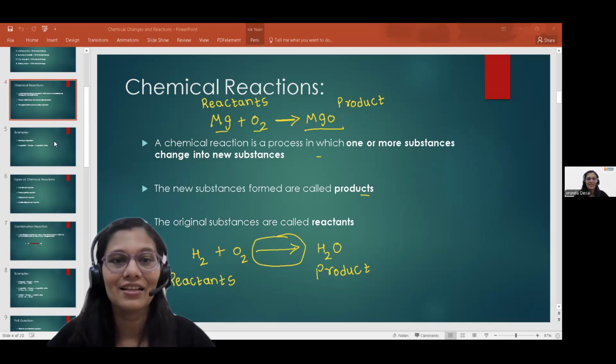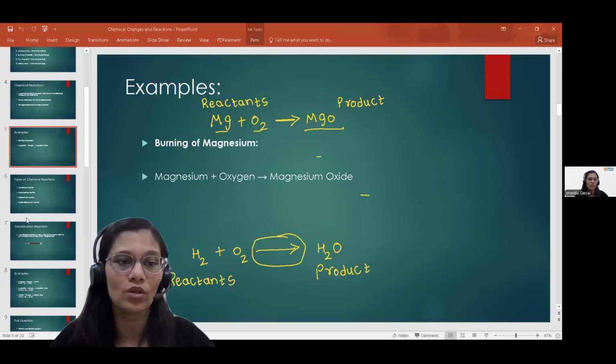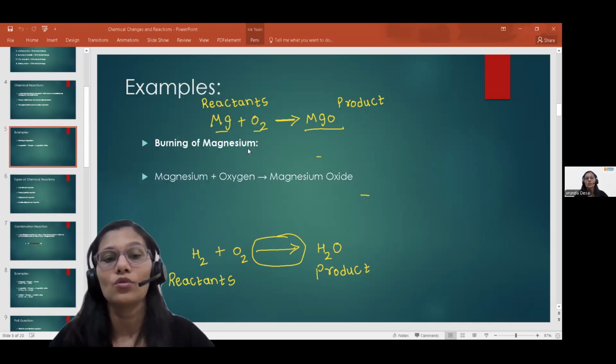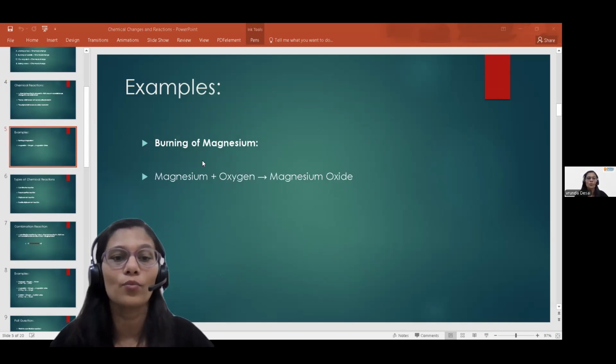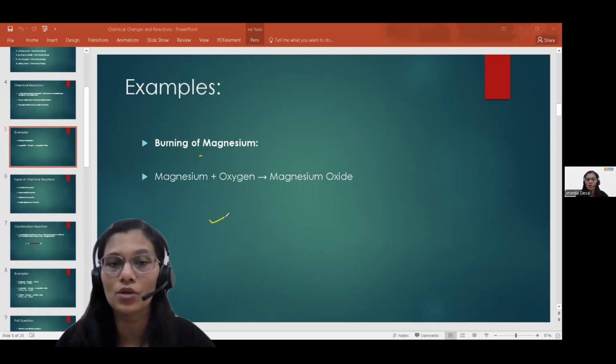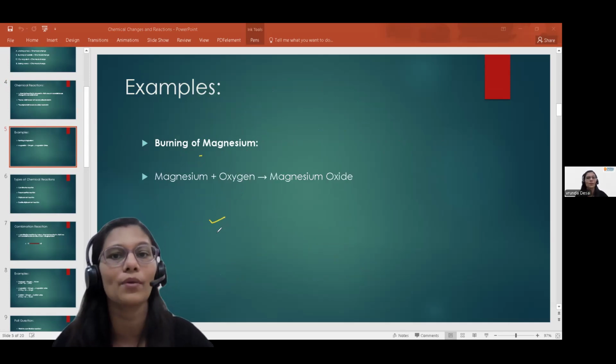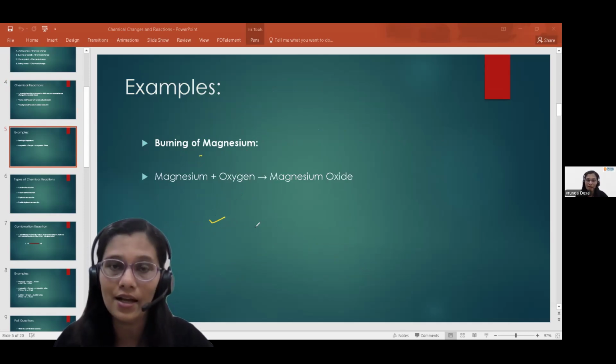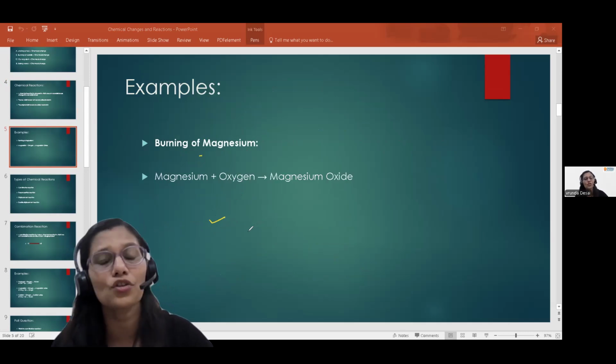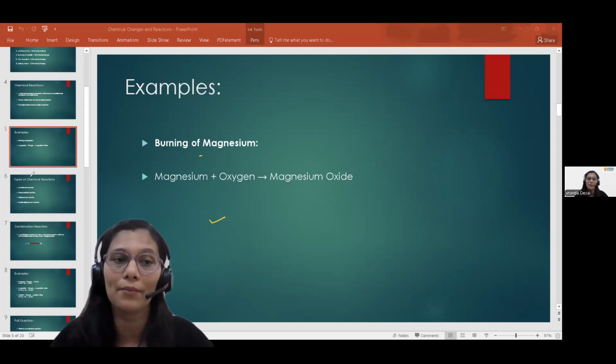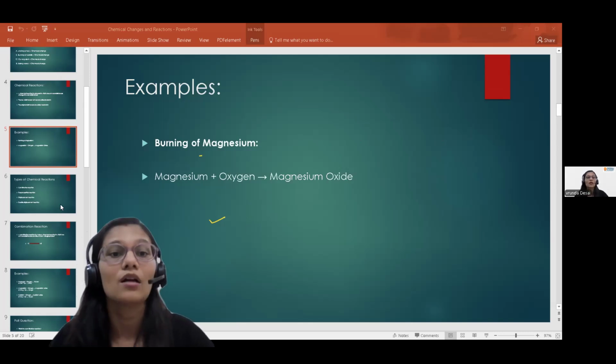Okay, let's see what's next. This is about examples. Burning of magnesium, which we have already seen: magnesium plus oxygen gives magnesium oxide. This is one example of a chemical reaction. Other examples we have seen in the last class are respiration, photosynthesis, and digestion of food. All these are chemical reactions.